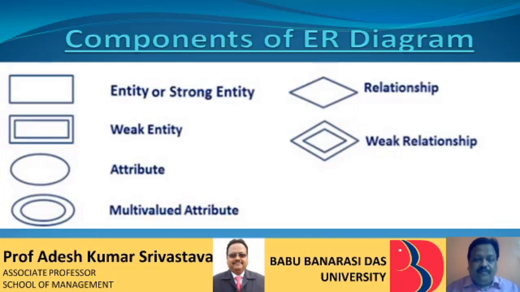As I told you, you can see now this is a graphical representation as we do in ER diagram. Entity or a strong entity we represent by rectangle, weak entity by double rectangle, attribute by oval, multi-valued attribute by double oval, relationship by diamond or rhombus, and weak relationship by double rhombus.